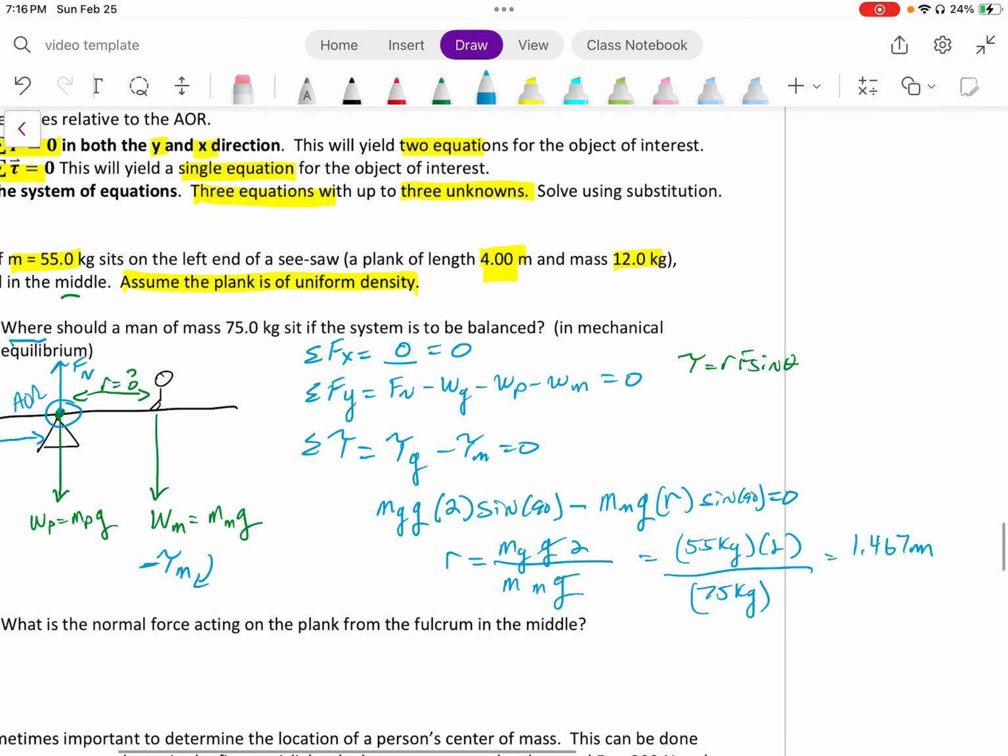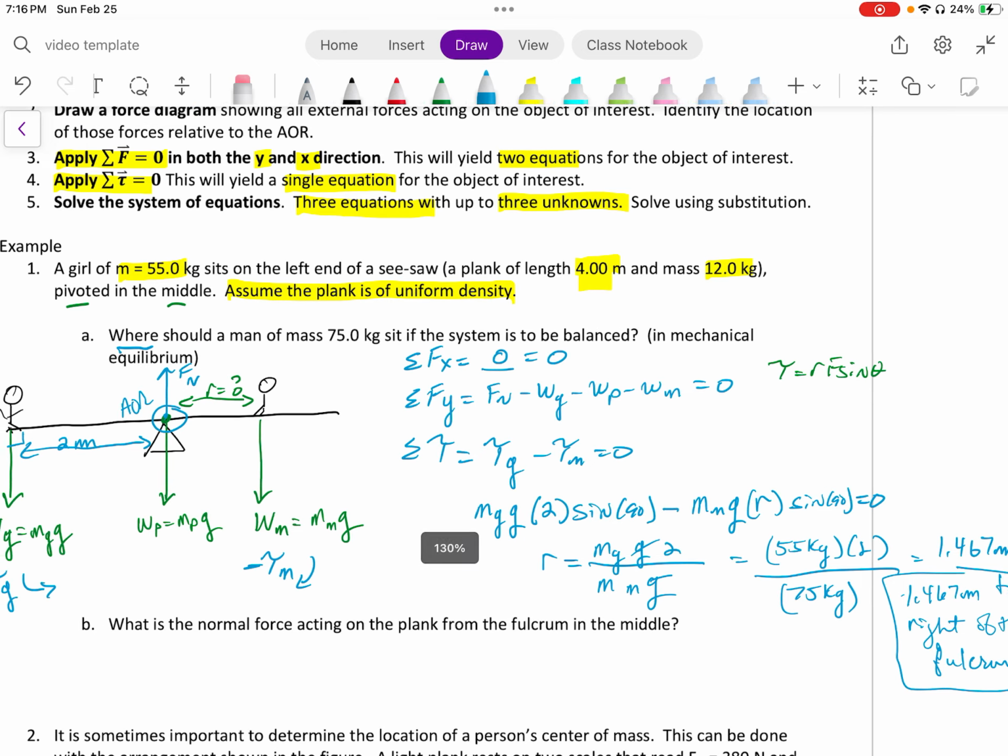Now, where should the man sit? What does that R that we just found tell us? Now use that to describe where he should sit. 1.467 meters to the right of the fulcrum. There is my answer. Okay.